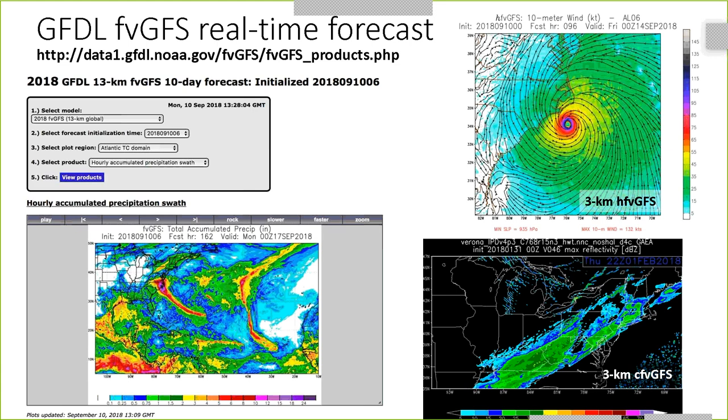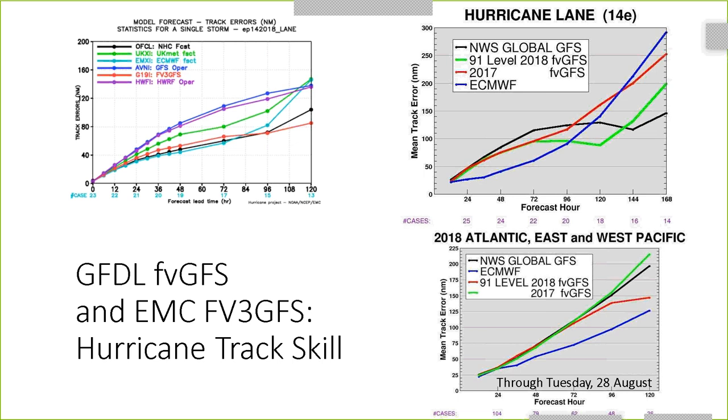So the plot up here in the upper left-hand corner you've already seen, but the plots on the right are similar plots from our version of the model. These are our track forecast skills. In the upper right-hand corner here, you see the Hurricane Lane forecast. And you can see that the European Center certainly does an excellent job on the first few days. You can see that for the real-time FV3-GFS, using a native data assimilation cycle, it does as well as the European Center. In fact, it beats that for the first couple of days.